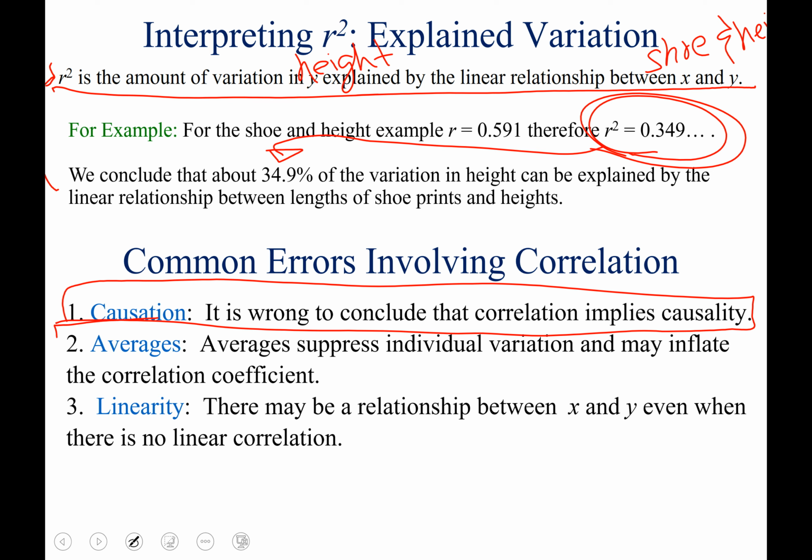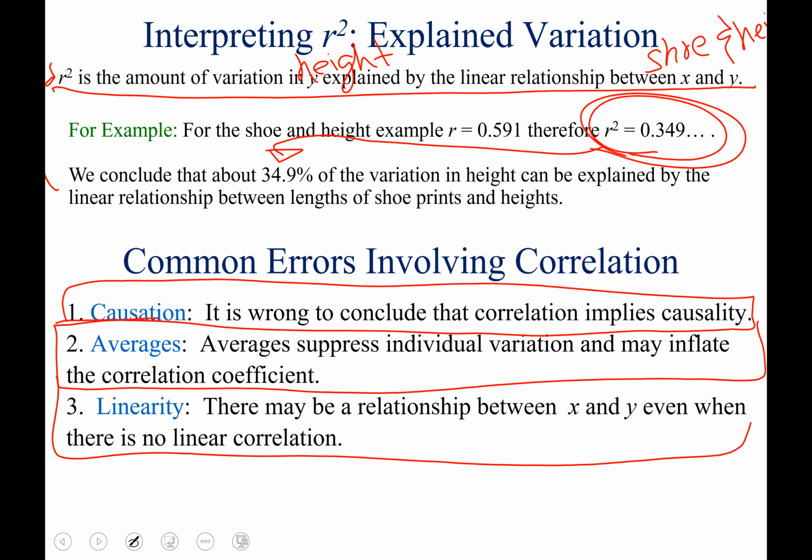Averages. You guys are going to see this too because it's also very important. Averages suppress the individual variation and therefore can inflate the correlation coefficient. So don't check for correlation between averages. You want to check for correlation between individual data values, but don't take a whole list of X values, find the average, then a whole list of Y values, find the average, then see if there's a correlation between those averages.